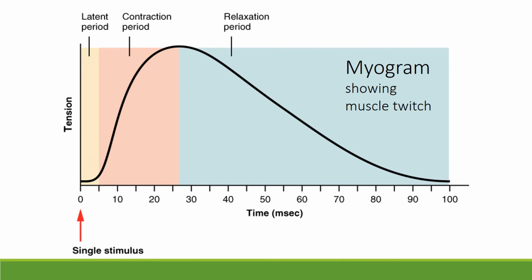This is a myogram, or a graph of muscle twitch. You can see the three periods here. The yellow is the latent period, and this is when stimulation has occurred, but there's no reaction yet. The beige color is the contraction period, and that's when the muscle begins to contract to its peak. Finally, the blue shows you the relaxation period, which is the time in which the contraction relaxes and goes back to baseline.